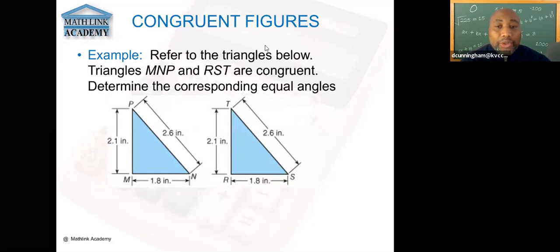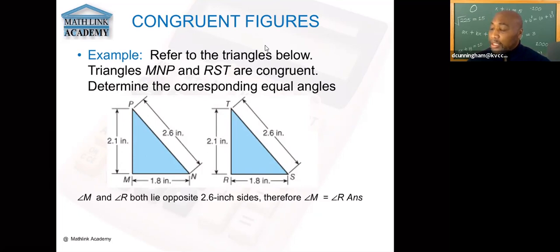Congruent figures refer to the triangle below. So this is our example. We have triangle MNP and triangle RST. They are congruent. Determine the congruent angles that are equal. In this case, we're going to look at the sides. Since we have 2.6 on both of them, that means angle M and angle R are equal because they are opposite to 2.6.